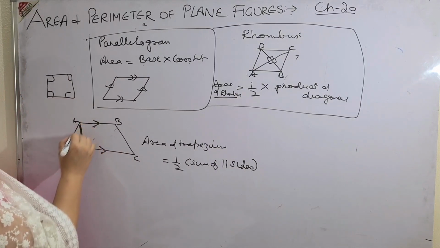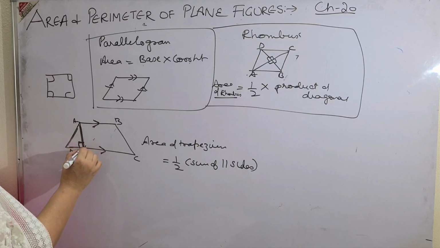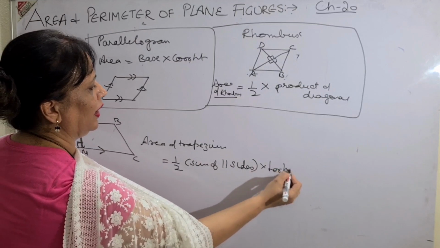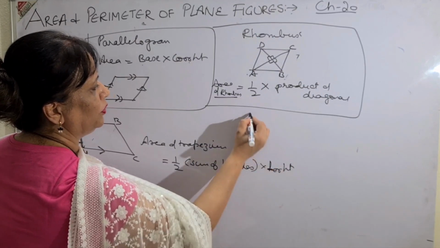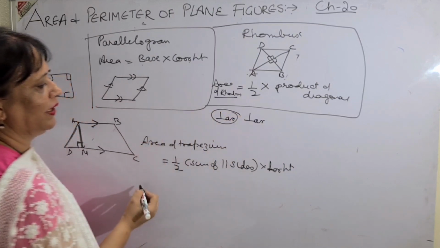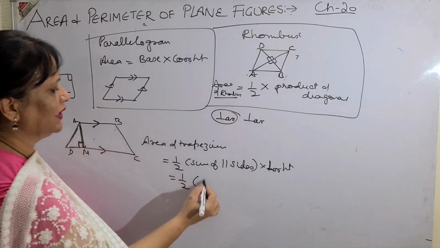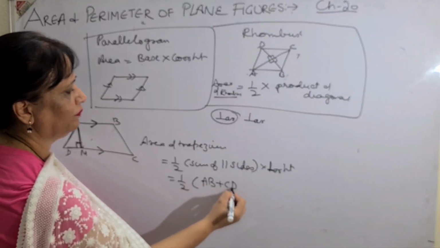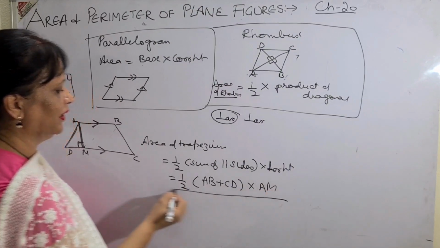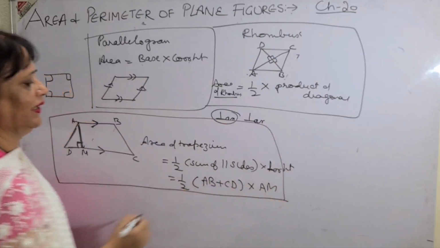Don't take the slant height. Perpendicular means this, I am mentioning it here, AM. Half into sum of the parallel sides into perpendicular height. Be careful, perpendicular height. Half into AB plus CD into height, that is AM. So children, these are the formulas which we are going to use for the second exercise.